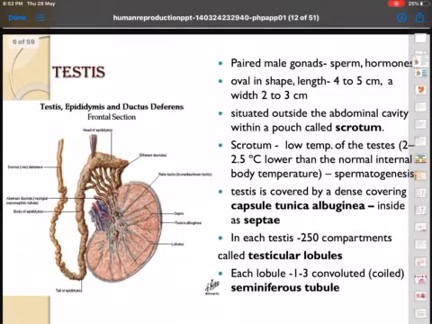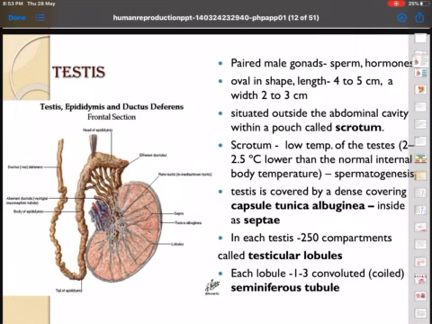And the external genitalia is the muscular penis. When we take the transverse section of the testis, we can see it is a structure with an oval shape, with a length of 4 to 5 centimeters and a width of 2 to 3 centimeters. It is situated, as we said just now, outside the abdominal cavity in a pouch called the scrotum. The scrotum maintains a temperature about 2 to 2.5 degrees lower than the normal internal body temperature, and that facilitates spermatogenesis.